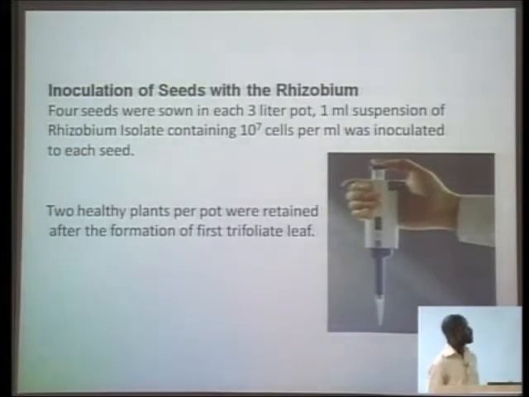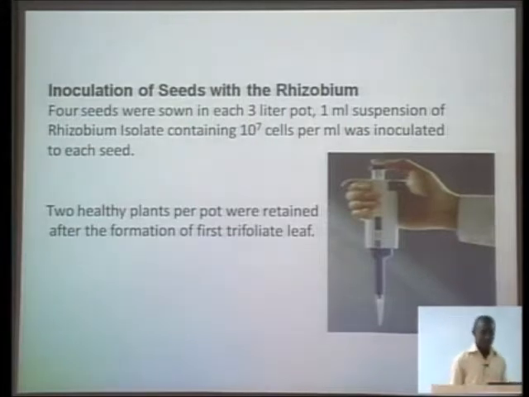Four seeds were sown in each 10-liter pot, and 1 ml suspension of rhizobium isolate containing 10 raised to the power 7 cells was inoculated to each seed. And then later, two healthy plants per pot were retained after the formation of the first trifoliate leaf.